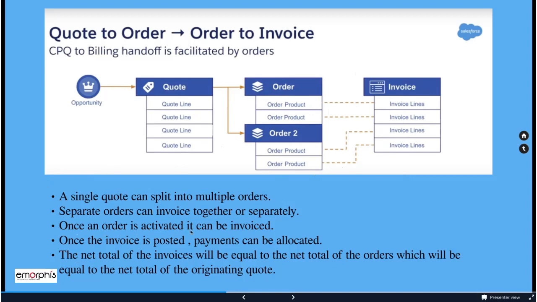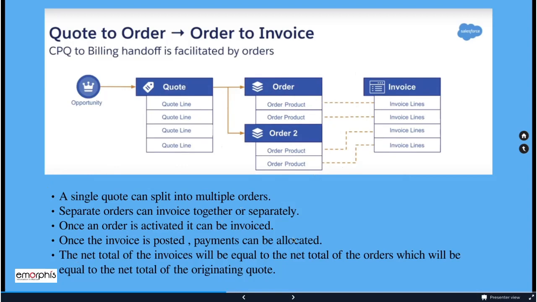Once the order is activated, it can be invoiced. So, to invoice an order, it needs to be activated first. Once the invoice is posted, the payments can be allocated. So, to finalize, the invoice needs to be posted, and then the payments or credit allocations can take place.